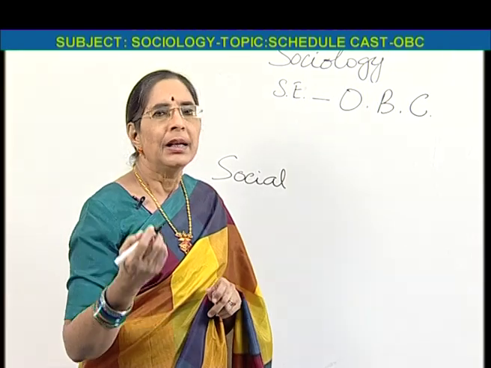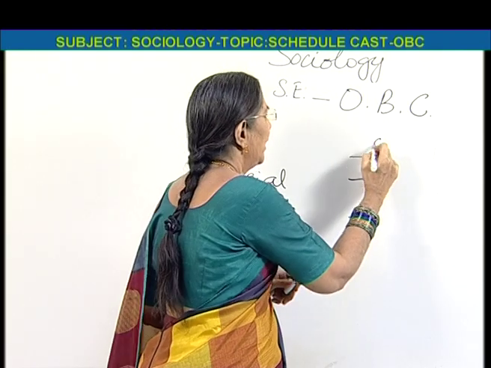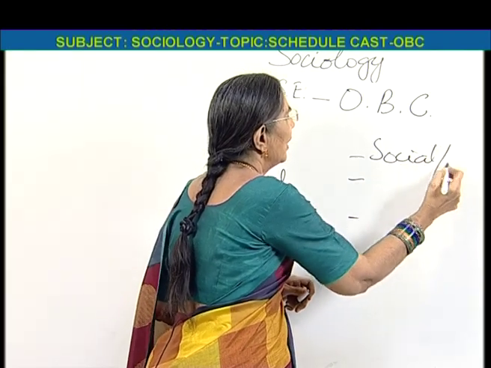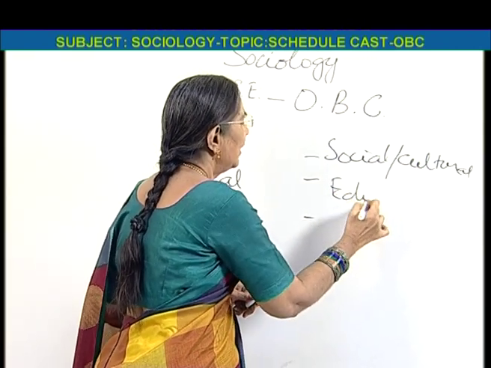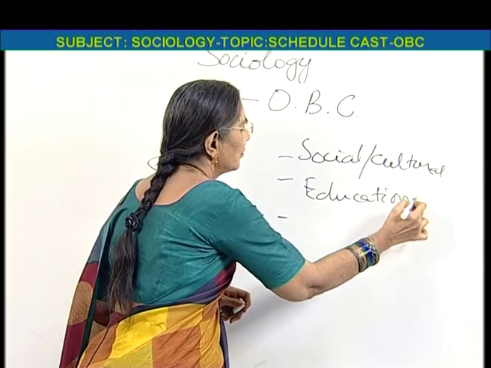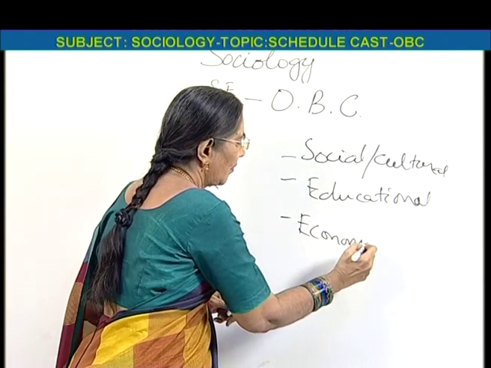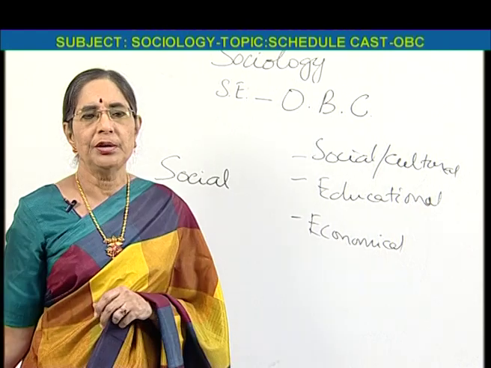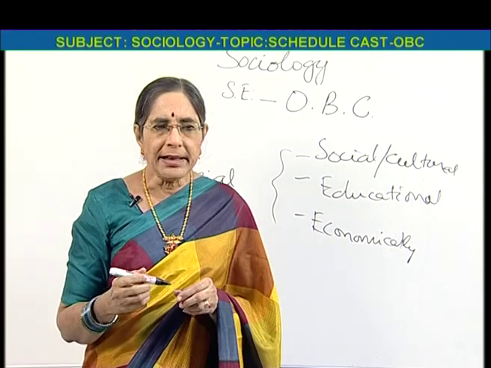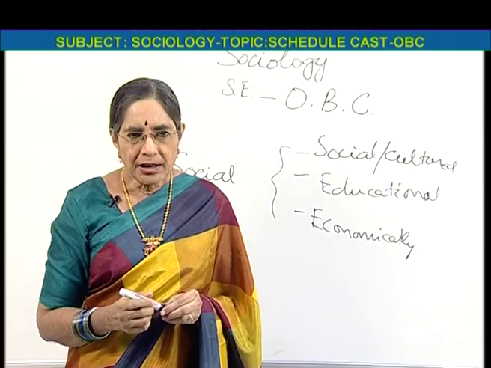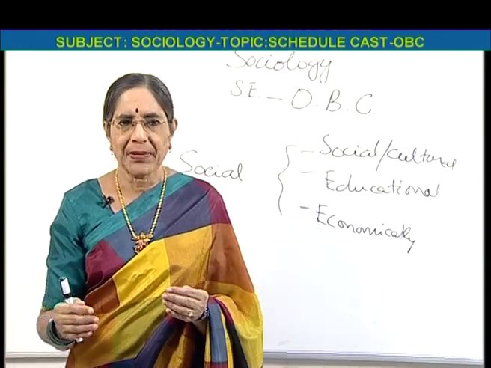They are disadvantaged on three grounds: social and cultural. They are disadvantaged educationally, and also economically. Since all these exclusions are based upon our social situations, we consider this group as a social category.